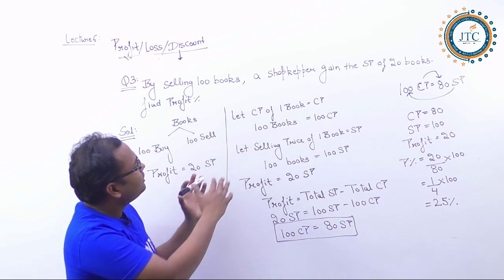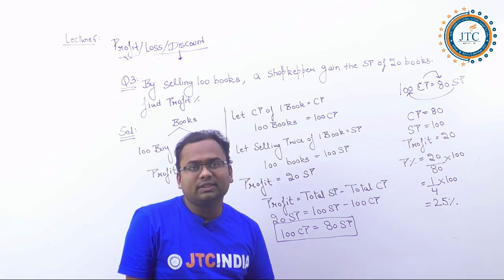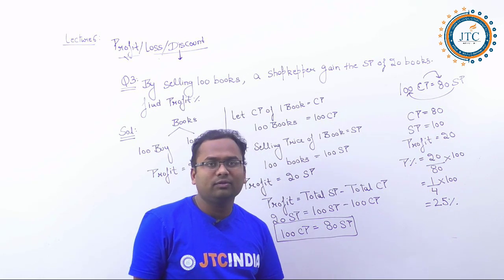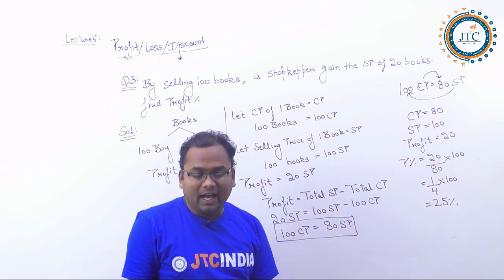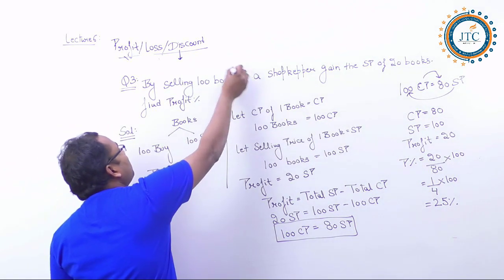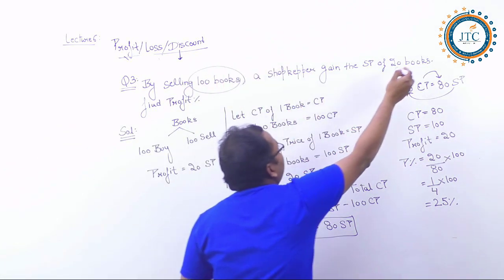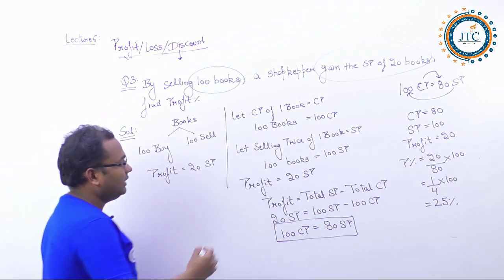But the question goes a little bit lengthy. So how can we directly analyze this type of question? So let's understand from which concept, from which step we can directly analyze this question. So students, when we are given 100 books and profit is equal to the selling price of 20 books, directly write it here.